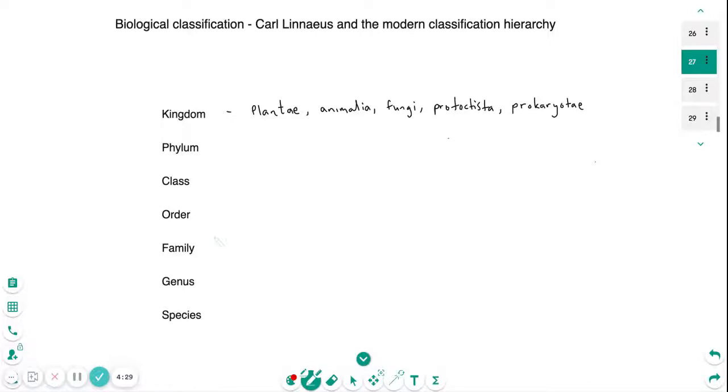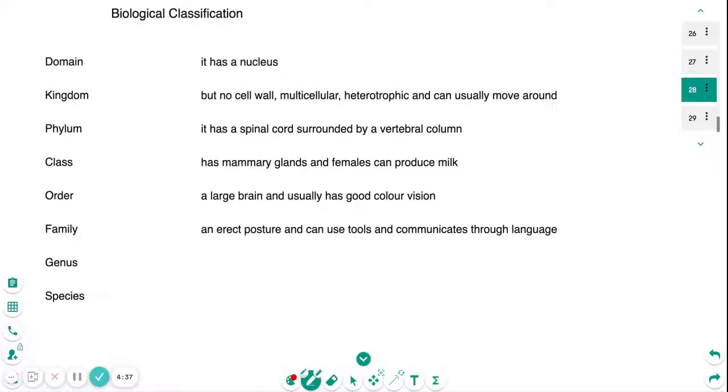All right, so let's have a look at how this is helpful for us. If we were to read through this, I wonder if we can figure out what organism this could be. It has a nucleus, but no cell wall. It's multicellular, heterotrophic, and can usually move around. Well, I wonder what kingdom that is, if it can do those things. It has a spinal cord surrounded by a vertebral column. It has mammary glands, and females can produce milk. It has a large brain, and usually has good colour vision and erect posture, and can use tools and communicates through language.